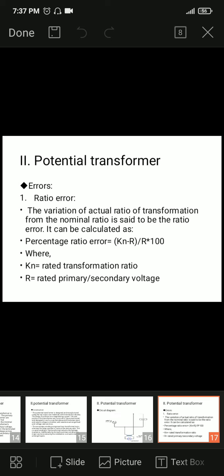Now errors in the potential transformer. Number one is ratio error. The variation of the actual ratio of transformation from the nominal ratio is said to be the ratio error. It can be calculated as percentage ratio error equals (Kn minus R) divided by R multiplied by 100, where Kn is the rated transformation ratio and R is the rated primary or secondary voltage.